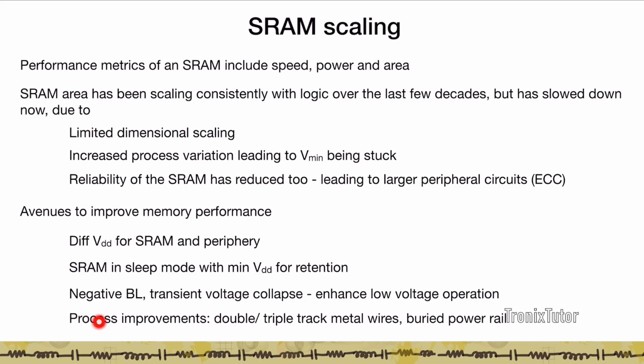And finally, there are a lot of process improvements that are ongoing and have already been put in place. Things like double and triple track metal wires to reduce the coupling and reduce the resistance of the bit lines. And then the use of the buried power rail, which again helps with improving the area efficiency of the SRAM.